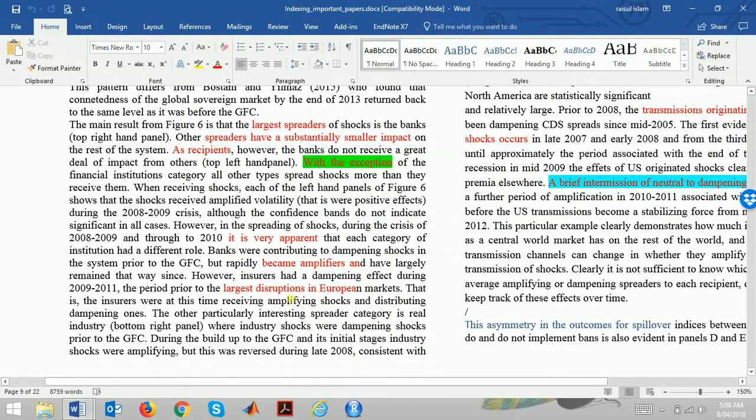And through to 2020, it is very apparent that each category of institution had a different role, but rapidly became amplifiers and have largely remained that way. Insurers had a dampening effect during some periods, the period prior to the largest disruptions in European markets.